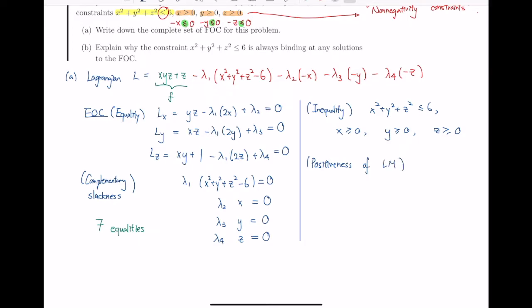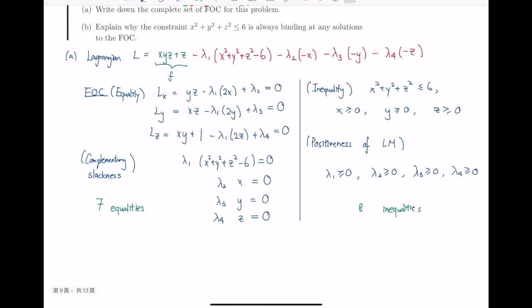So in this case, you have lambda 1 greater than or equal to 0, lambda 2 greater than or equal to 0, lambda 3 greater than or equal to 0, and lambda 4 greater than or equal to 0. Okay? So these are all the first order conditions. And then in this case, you get 1, 2, 3, 4, 5, 6, 7, 8, 8 inequality constraints. So 8 inequality first order conditions.